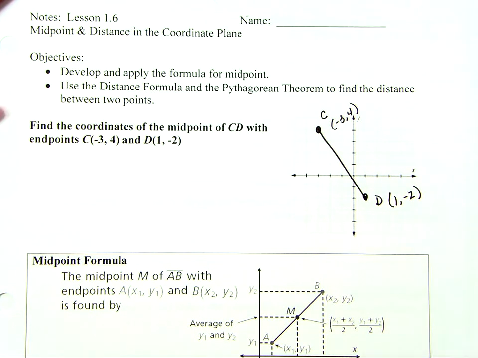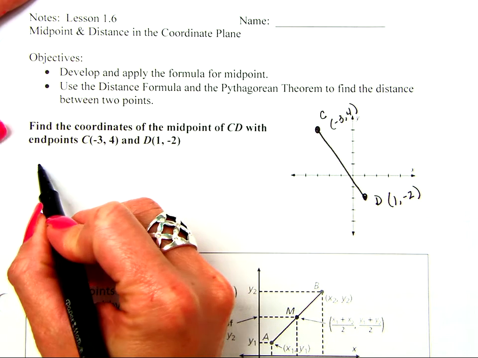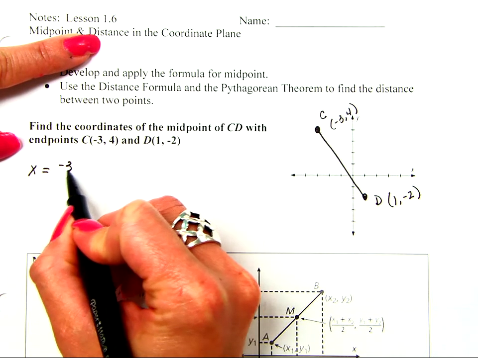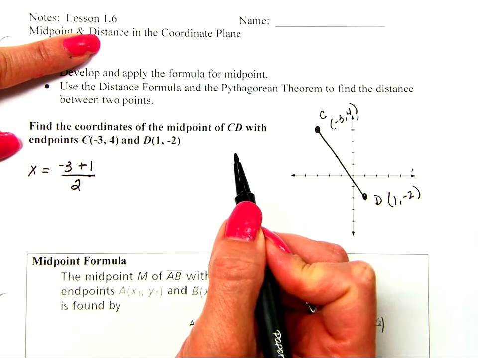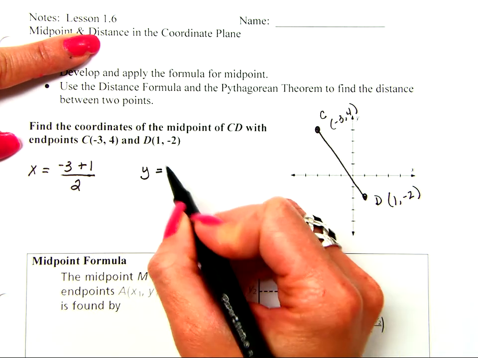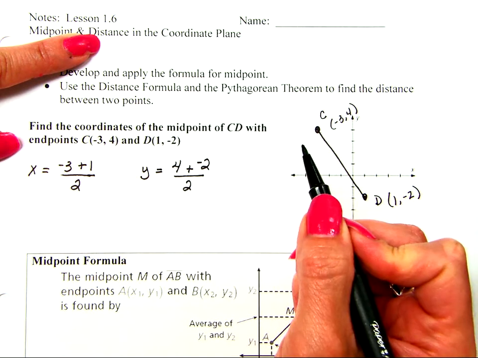And so what we're going to think about doing is taking our x-coordinates, finding the middle, meaning we're actually going to average them to find my middle point. So I'm taking my x-coordinates here, -3 and 1. I want to average those together, meaning I'm going to add them up and divide by 2. And to find my middle vertically, I'm going to take my y-coordinates, add them up, and divide by 2.